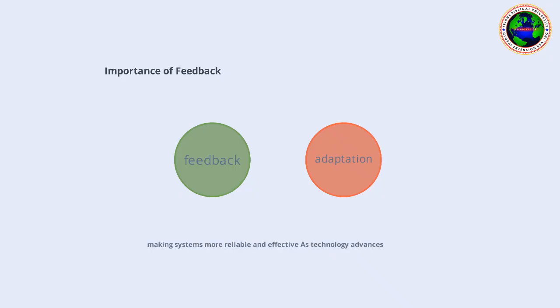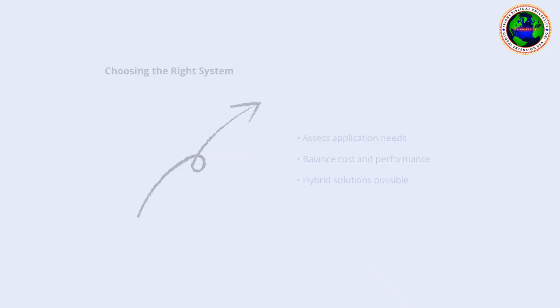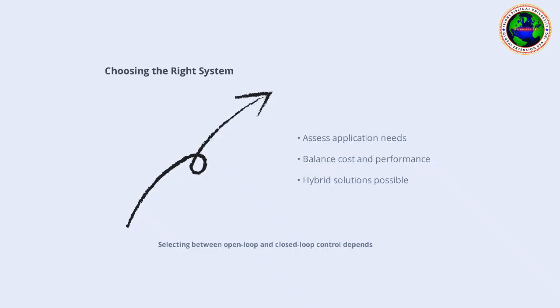As technology advances, feedback control is becoming more common in everything from consumer electronics to large-scale industrial processes. Selecting between open-loop and closed-loop control depends on the specific needs of your application. Consider factors like required accuracy, cost, complexity, and the likelihood of disturbances. In many cases, a combination of both approaches can offer the best balance of performance and efficiency.